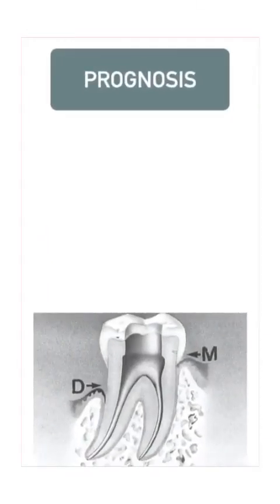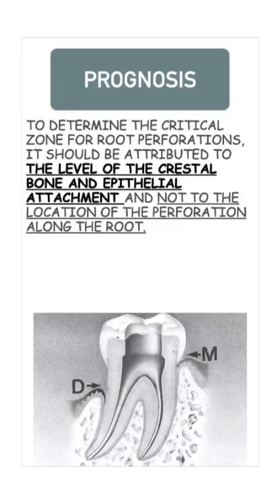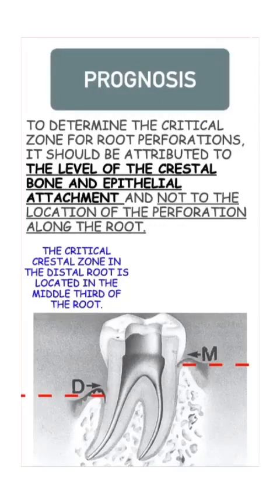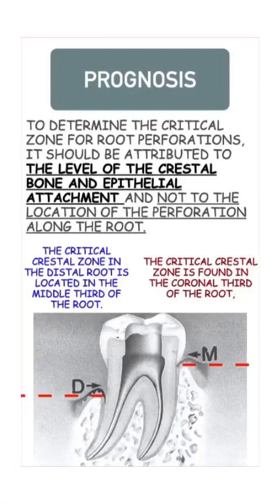The second most important prognostic factor is the location of the perforation. The perforation should be compared to the level of the crestal bone and not to the location of the perforation along the root itself. So for example, if we can see here in the diagram, distally the critical crestal zone in the distal root is located in the middle third of the root, while mesially the critical crestal zone is found in the coronal third of the root.